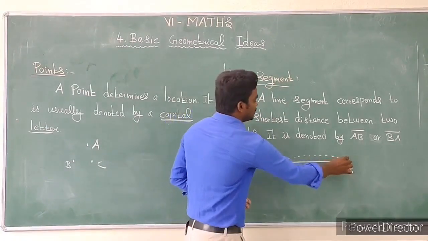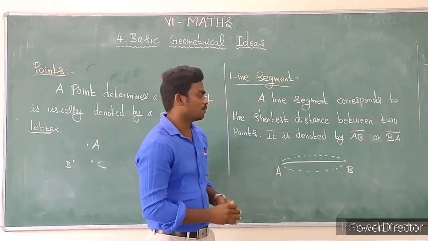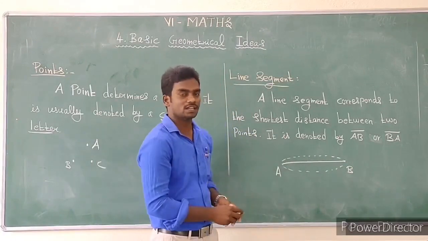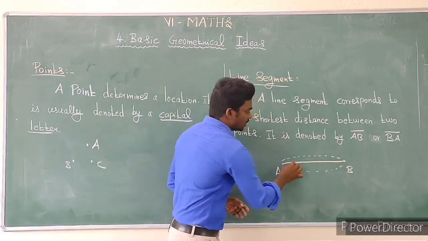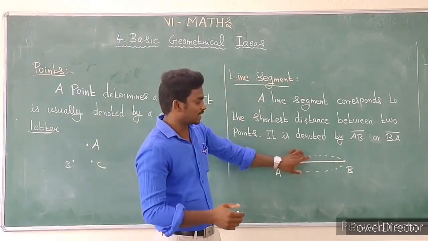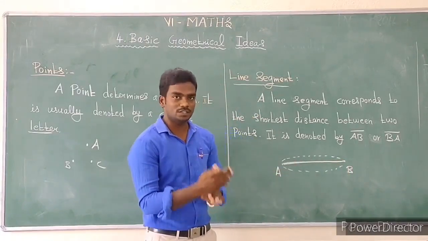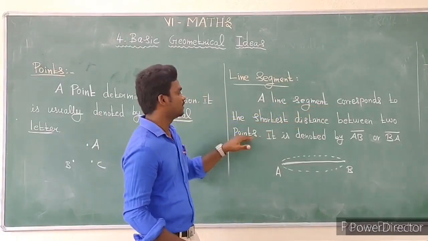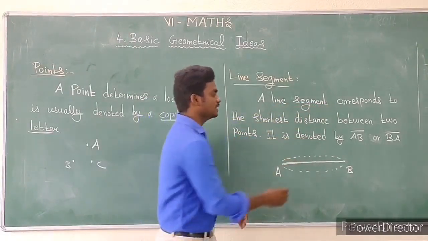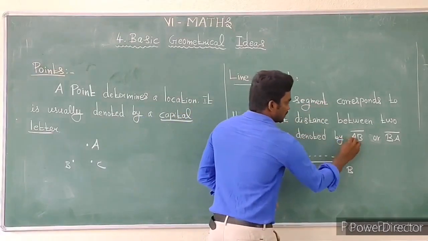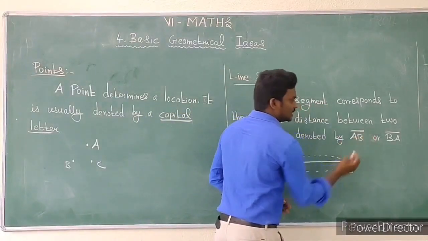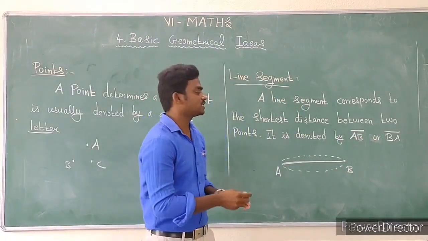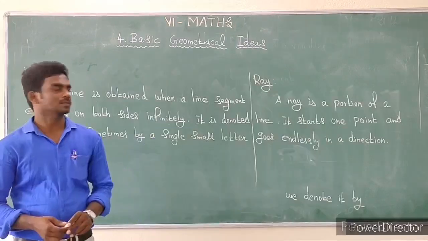So we can join these two points in many ways, but what is the difference? The difference is the distance only. This straight line is the shortest distance between these two points. So a line segment corresponds to the shortest distance between two points. It is denoted by AB with the line segment symbol over it. So a line segment represents the shortest distance between two points.